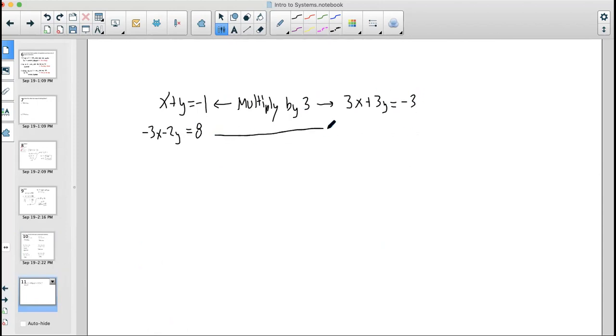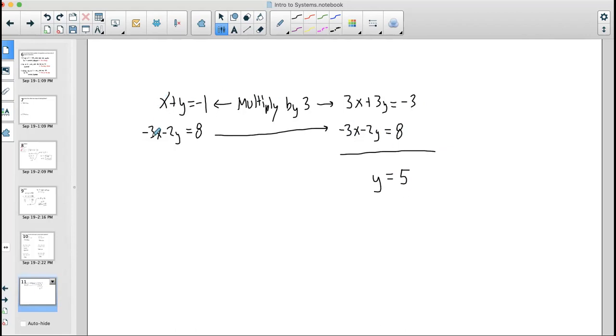And then if I rewrite this other one below it, negative 3x minus 2y equals 8, you can see now I have opposite coefficients on x, 3x and negative 3x. Multiplying by 3 wasn't very difficult. So now I can add these together. 3x plus negative 3x is 0 x's. 3y plus negative 2y is just 1y. And negative 3 plus 8 is 5. So y is 5.